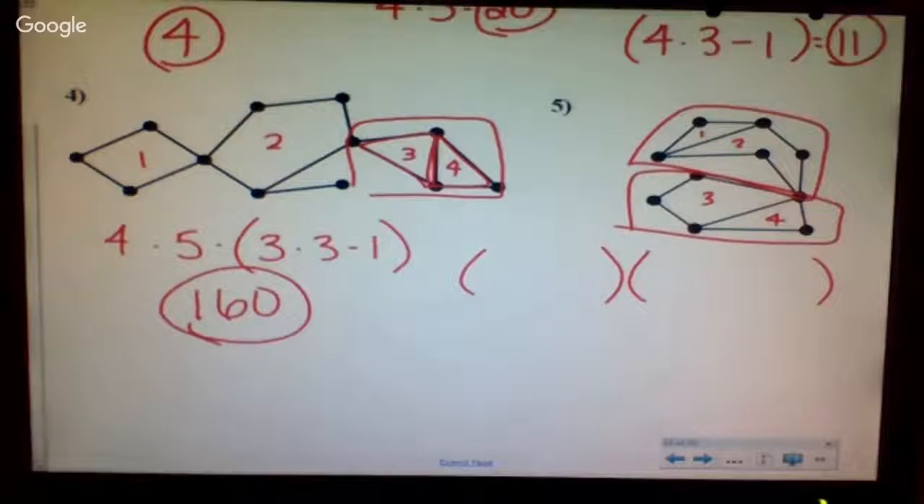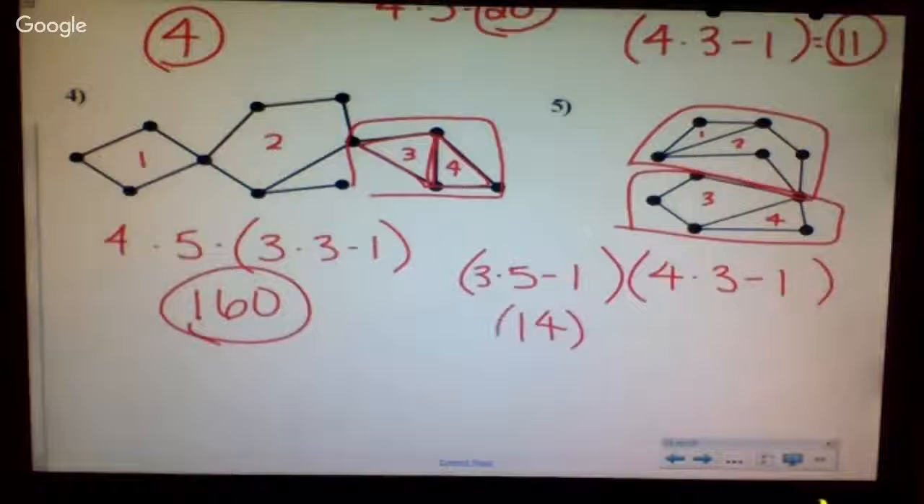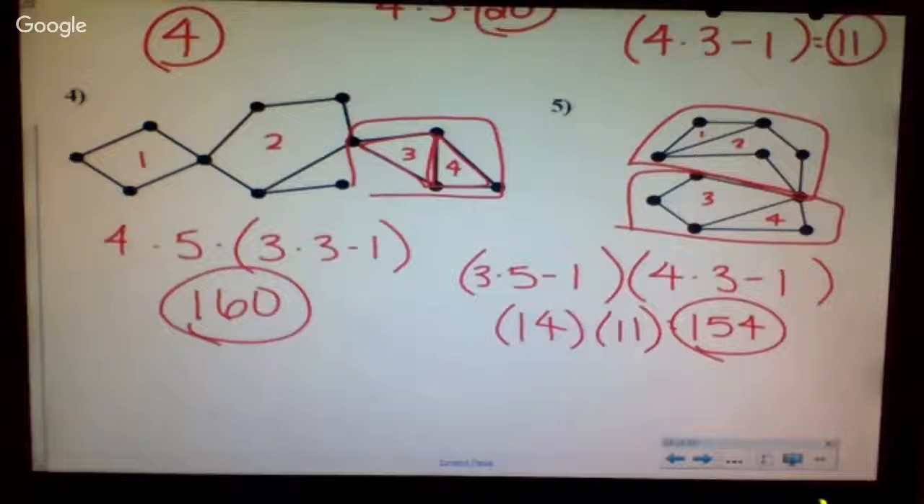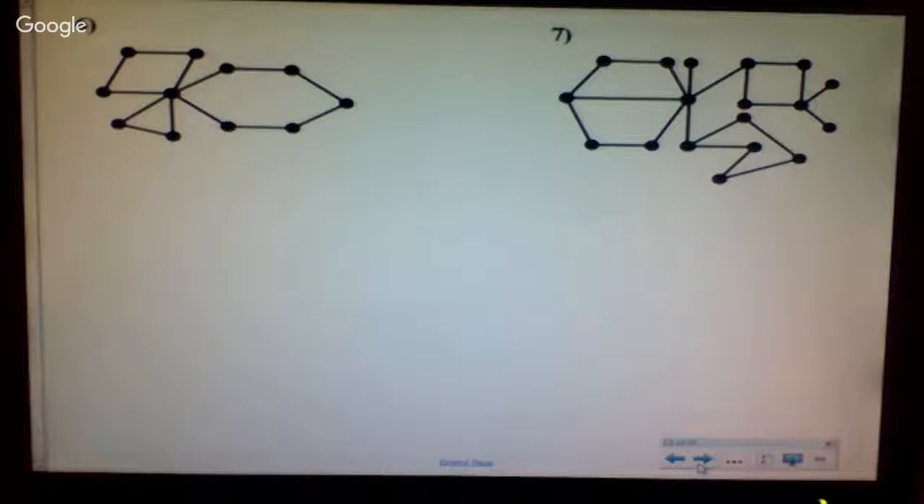How many edges in 1? 3, times 5 minus 1. The second one, how many edges in 3? 4. How many edges in 4? 3, minus 1. So this is technically 14 times 11, which is 154. There's 154 different options. The biggest thing is remembering, when they share a line in common, to throw those in parentheses and subtract that 1.